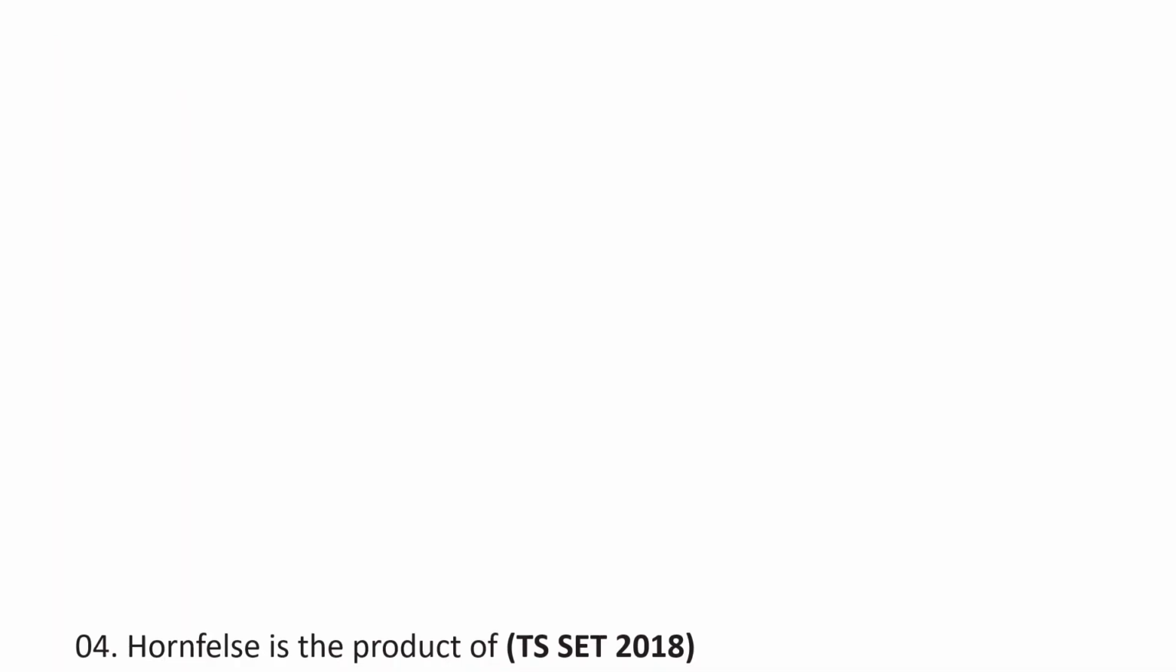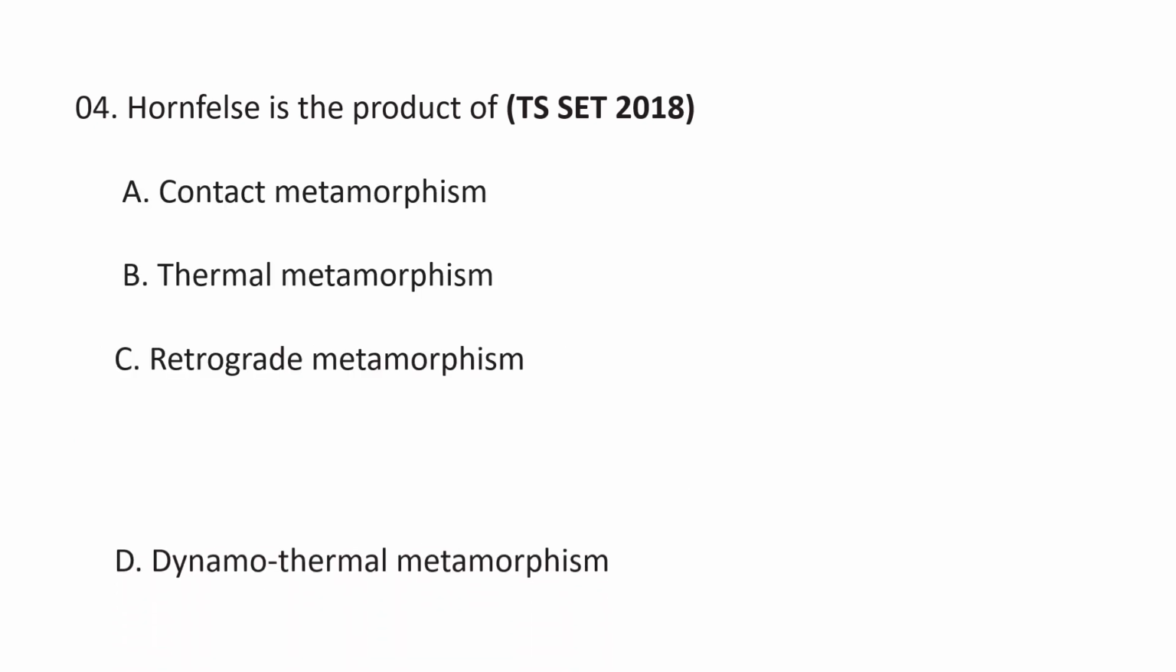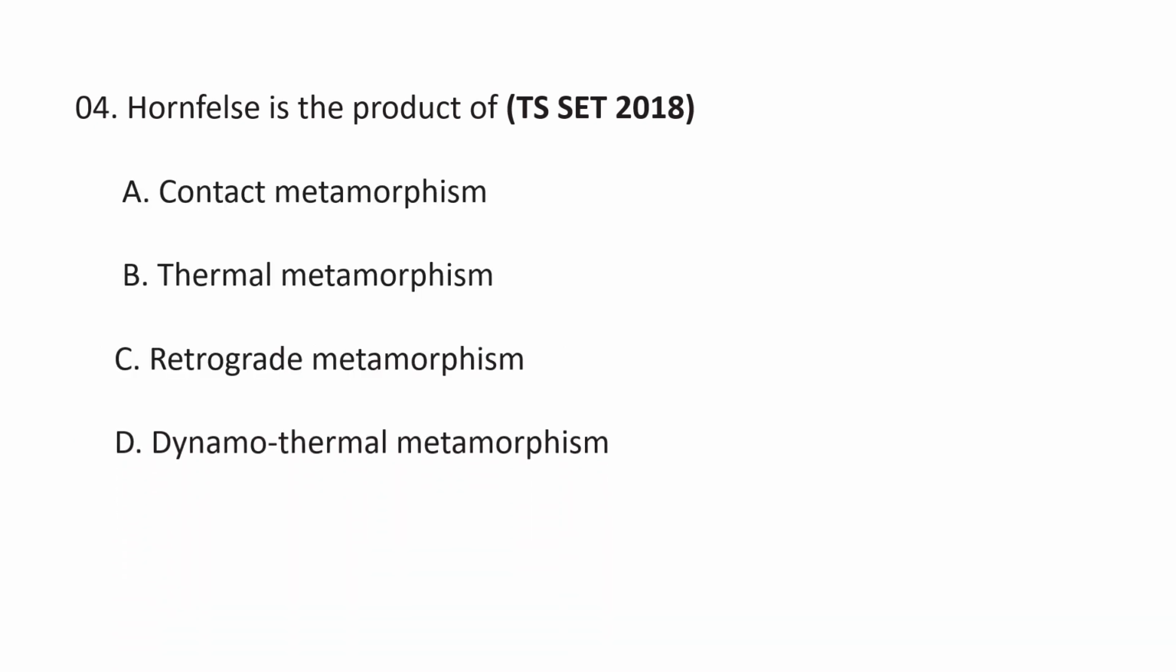Next question. Hornfels is the product of A. Contact metamorphism, B. Thermal metamorphism, C. Retrograde metamorphism, D. Dynamothermal metamorphism. So the correct answer is contact metamorphism. Hornfels occur in the inner part of the aureoles surrounding igneous intrusions, and they occur as xenoliths. They are the products of contact or thermal metamorphism, which is caused by heat released from the intrusion. So A is the correct answer.